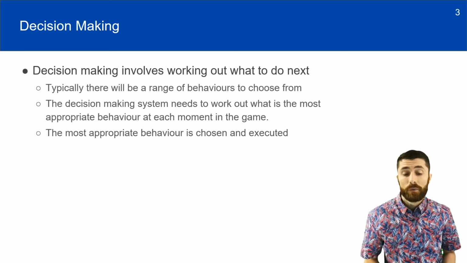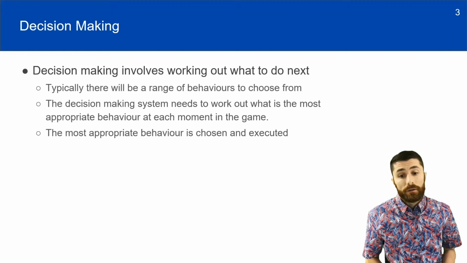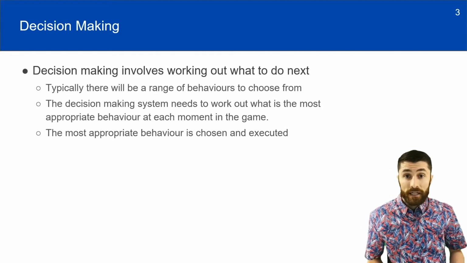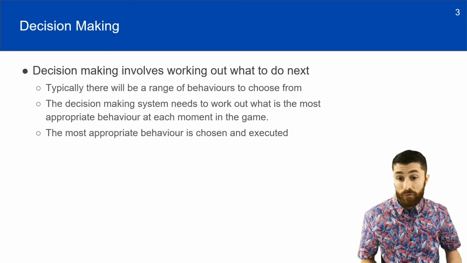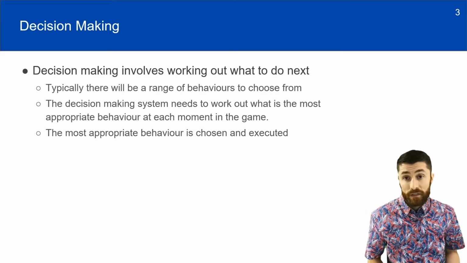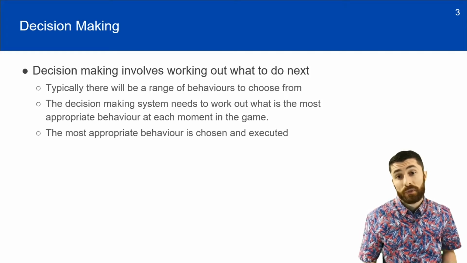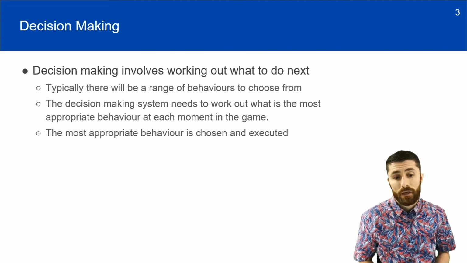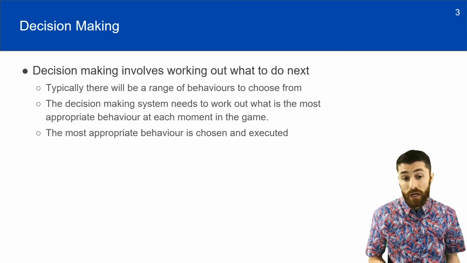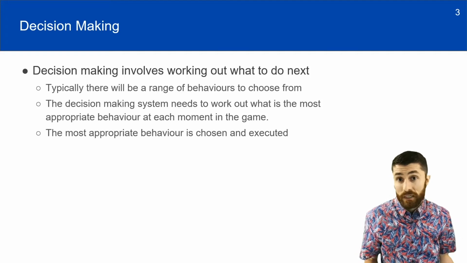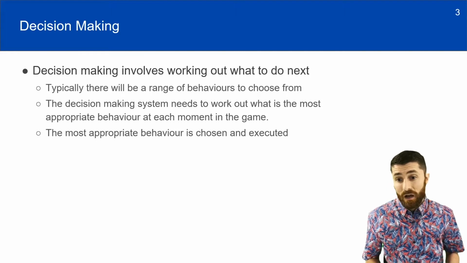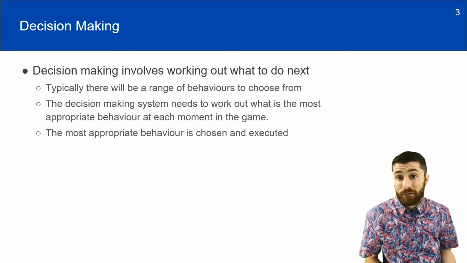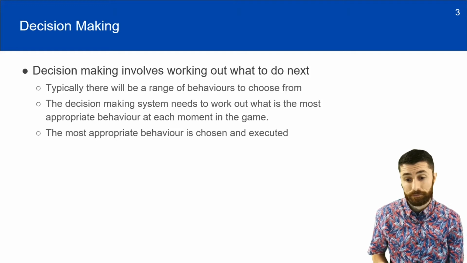Decision making involves working out what to do next. Typically in a game or an AI agent kind of scenario, there'll be a range of behaviors that your AI agent can perform. And decision making is about trying to decide which one of those behaviors is the most appropriate thing to do at that moment in time. Therefore, the decision making system needs to work out of all of those behaviors available, which one should actually get executed. And that's decision making in a nutshell from the perspective of an AI agent.